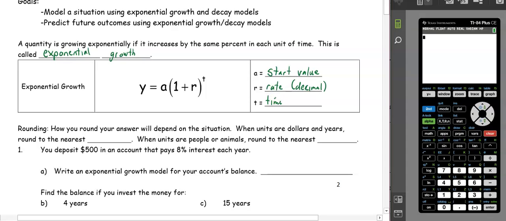A couple of things before we do some problems. Make sure that when we are rounding, if we are using dollars or years, we're going to round to the nearest hundredth, which is 2 decimal places. And if we're using units such as people or animals, we're going to round to the nearest whole number.